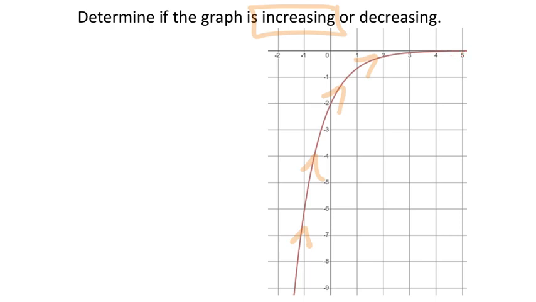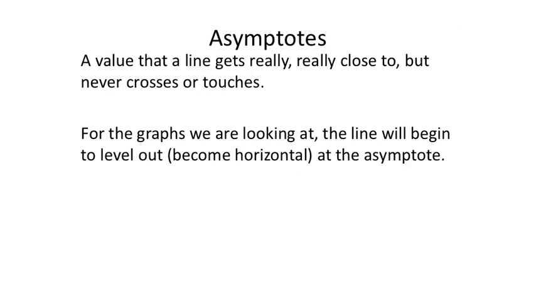So did we have to calculate anything on this? No, we didn't. We just had to look, see if it's going up from left to right, not from right to left. Is it going down from left to right? Okay, but this one's going up. An asymptote is a value that a line gets really, really close to, but it will never actually cross or touch, just like we saw on this graph.